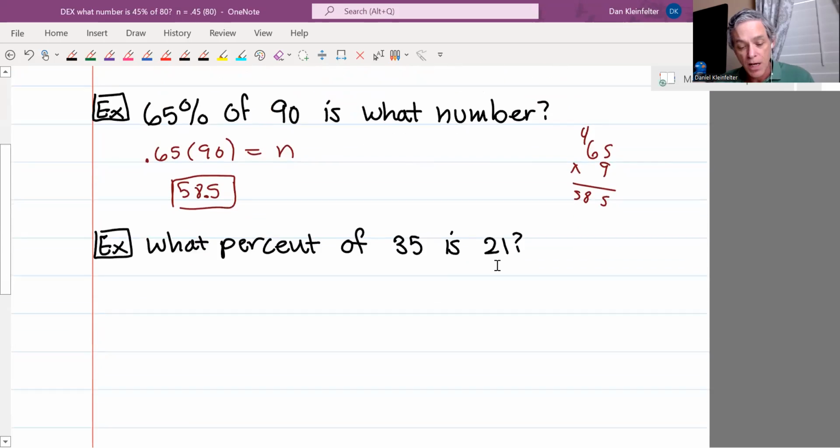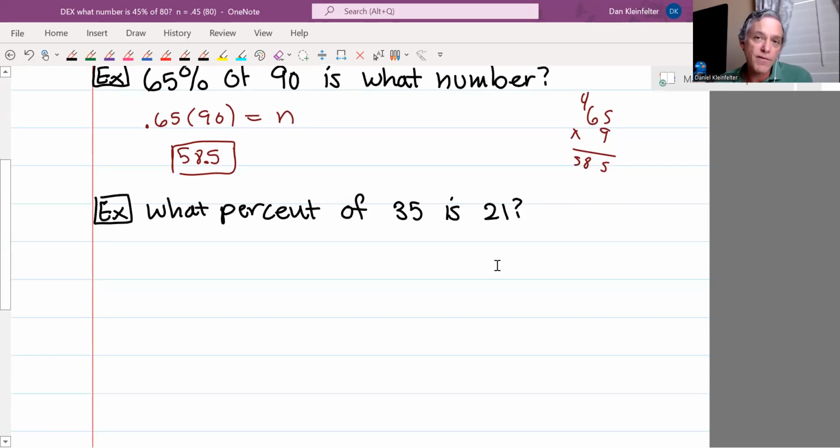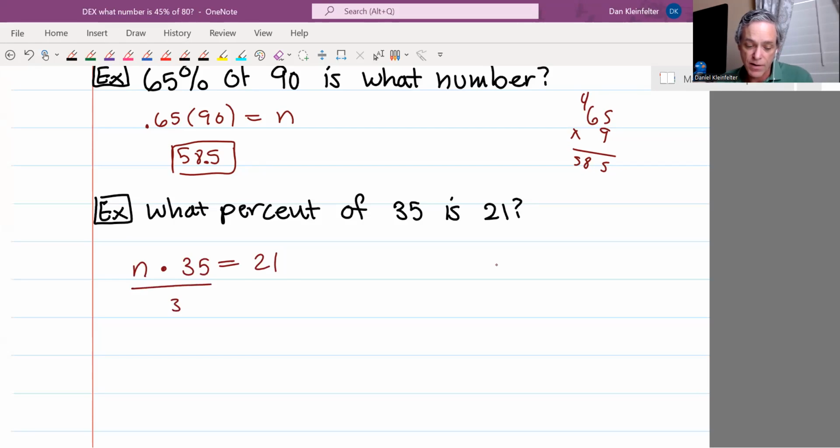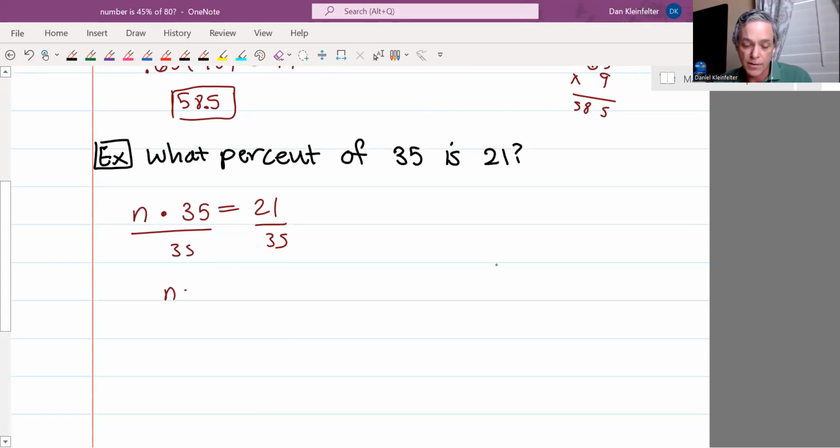Okay, last one. What percent of 35 is 21? So what percent of 35 is 21? So here we're going to divide both sides by 35. So then our n is alone. 21 is 3 times 7. 35 is 5 times 7.